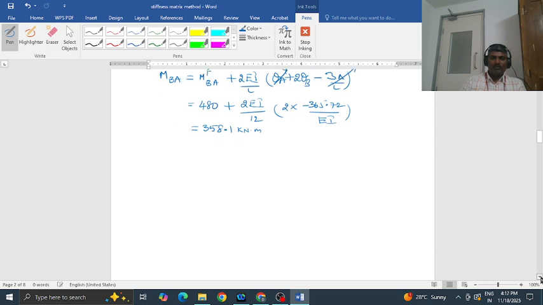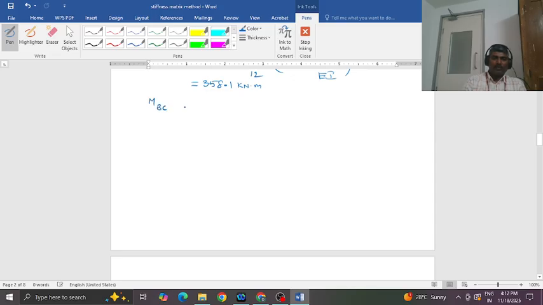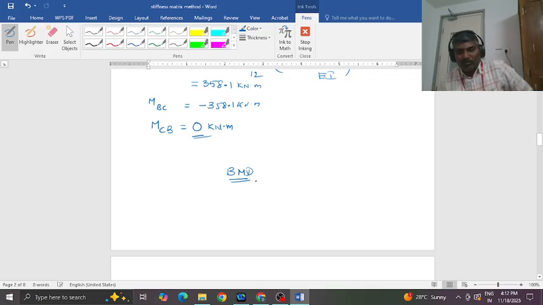Similarly, for member BC also, you can continue the same way. MBC value, writing the equation, finally you will arrive at minus 358.1 kilonewton meter. Similarly, MCB by writing the slope deflection equation, if you continue, you get 0 kilonewton meter because end C is a hinge in the given problem. Okay, so this is how you are able to solve, and you can very well visualize the video that I have made on the flexibility matrix method to plot the BMD, which is very similar to the problem that we have already solved from the flexibility matrix method. Okay, right. Okay, thank you.